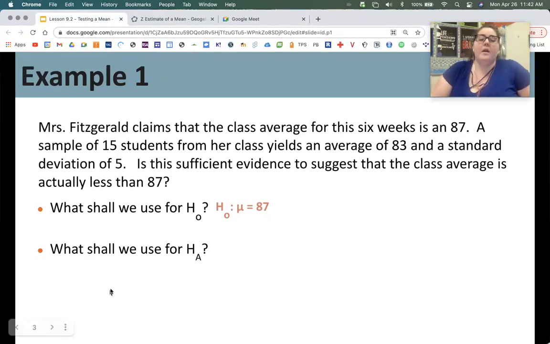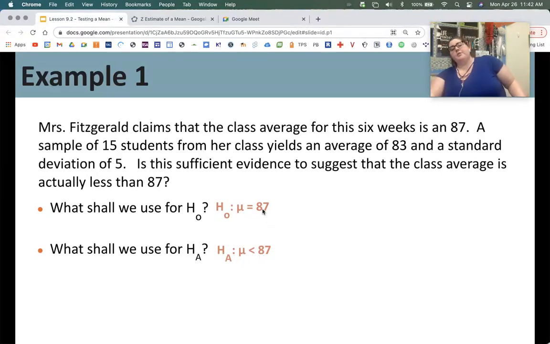because that's what Ms. Fitzgerald claimed. Your alternate is what we think might be true or what we're trying to show is true. And in this case, they're trying to show that the average was actually less than 87. So mu is less than 87. So remember that those two numbers in your two hypothesis statements should be the same number. Just the null is that it's equal. The alternate is that it's less or greater or not equal.